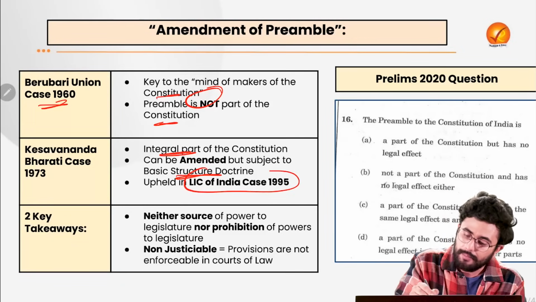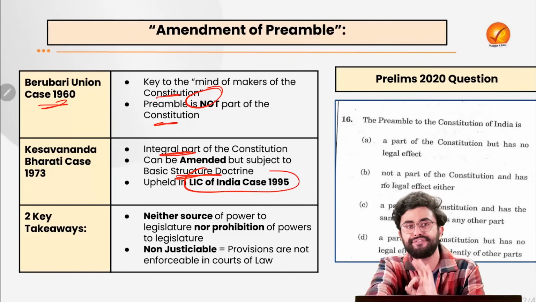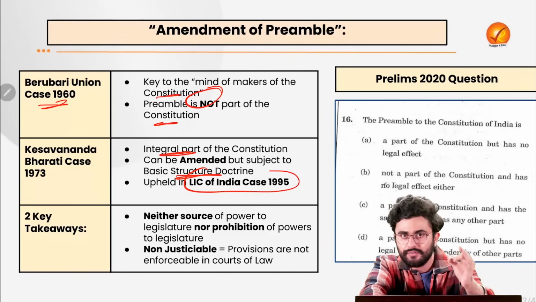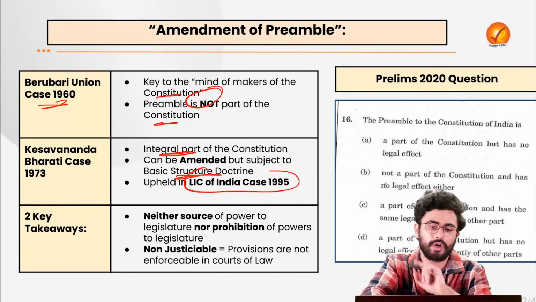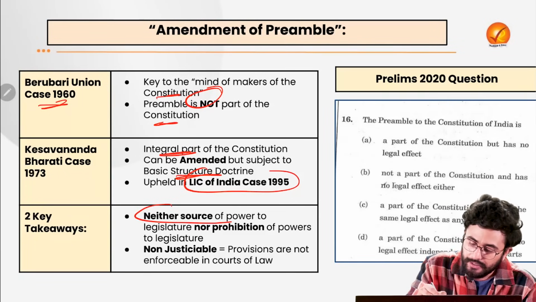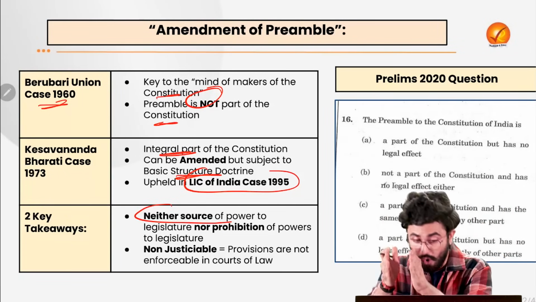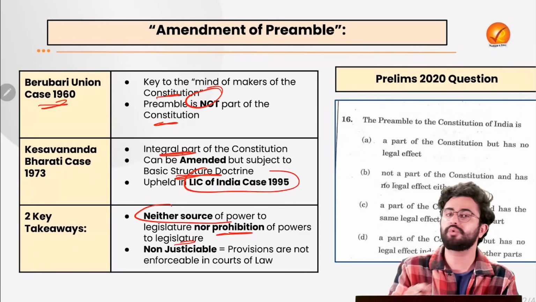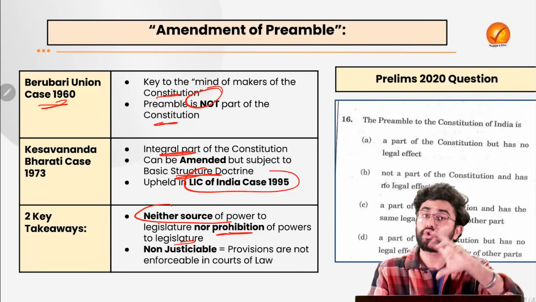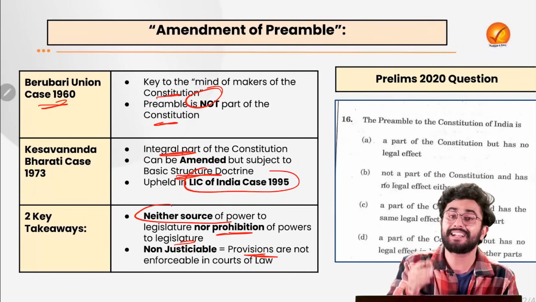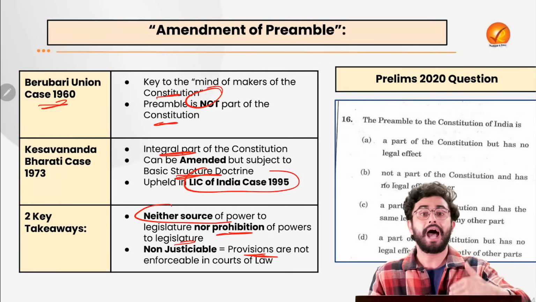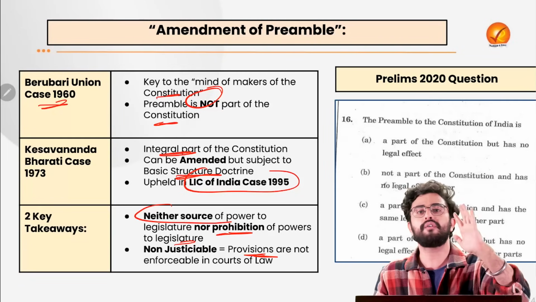And it upheld the same in the LIC of India case 1995. Two key takeaways from this particular discussion are, one, the preamble is neither the source of power to the legislature nor a prohibition of power to the legislature. And at the same time, it is non-justiciable, which basically means that the provisions of the preamble are not enforceable in a court of law.